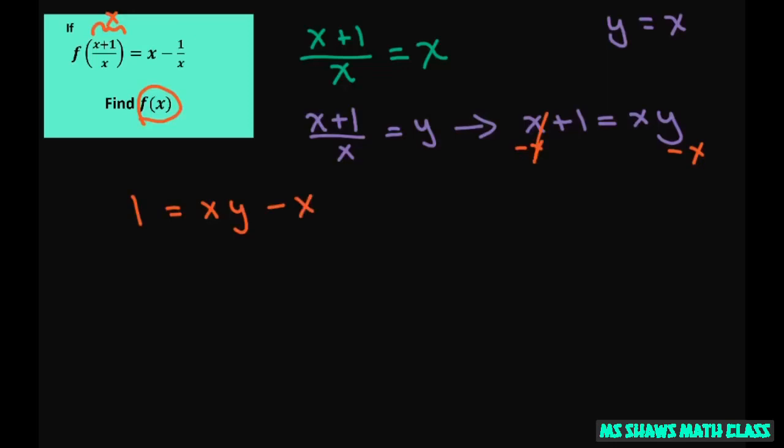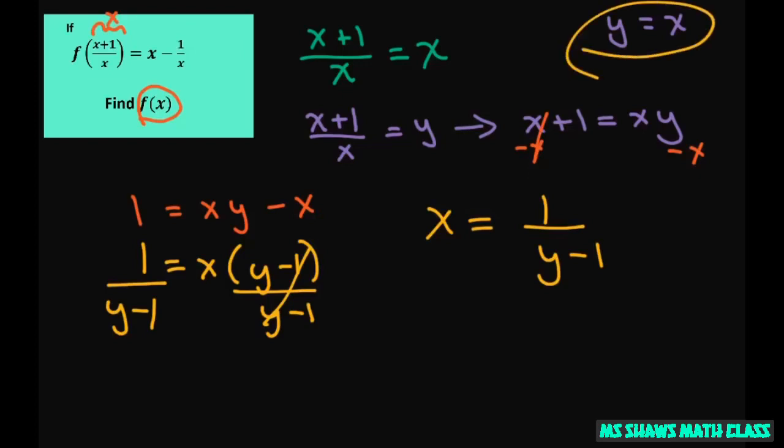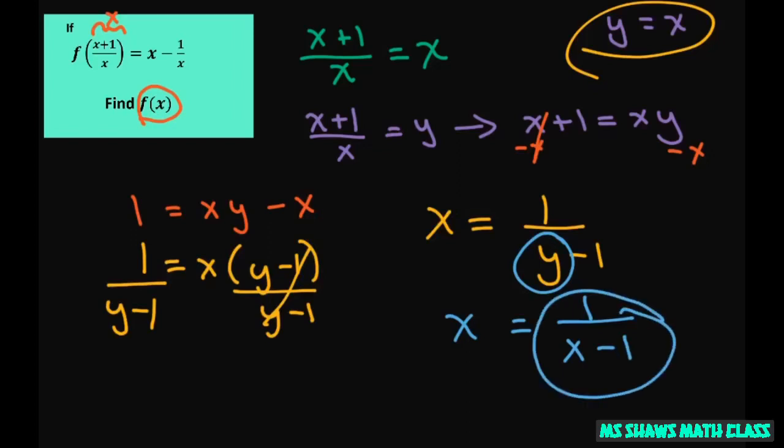All right, factor out an x, because you're trying to solve for x. Then divide both sides by y minus 1. That cancels. So now we have x equals 1 divided by y minus 1. Now I'm going to substitute it back. So my x is going to really be 1 divided by x minus 1. So this is the value I'm going to put in every single one of these x's for substitution.